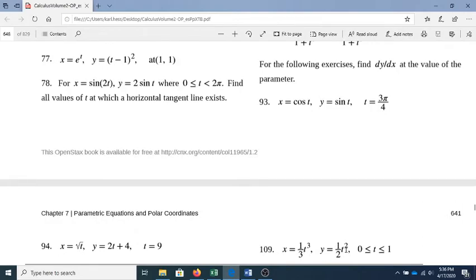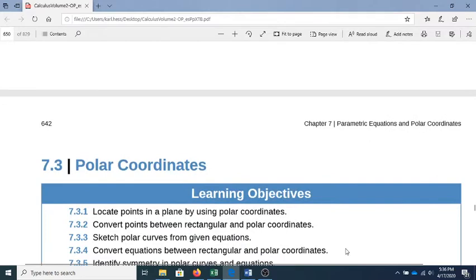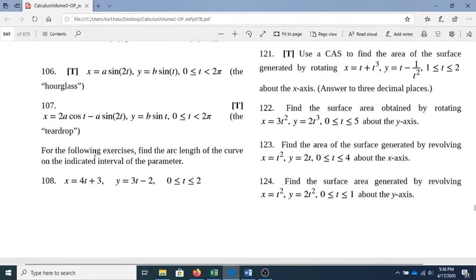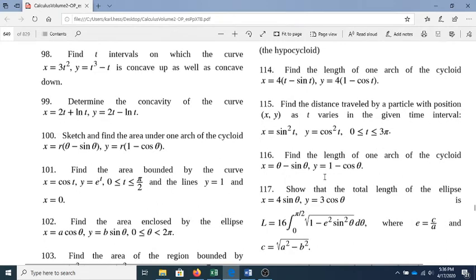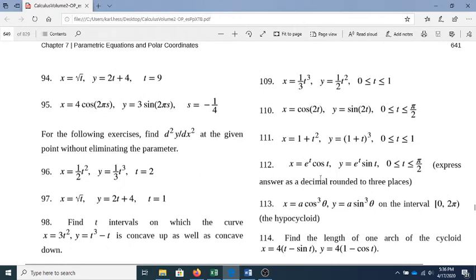Alright, I got my x, I got my y, I got my interval. Let's go down here and see what the instructions were. For the following exercises, find the arc length of the curve on the indicated interval of the parameter. Okay, got it. So let me jot that down there. So x is 1/3 t cubed, y is 1/2 t squared, and t goes from 0 to 1. Well, that's kind of nice. I won't have to convert that. They gave me t values. Alright.